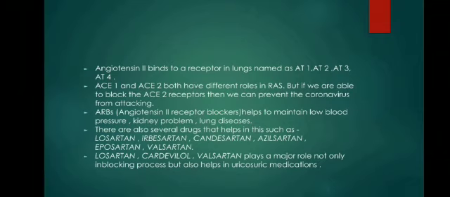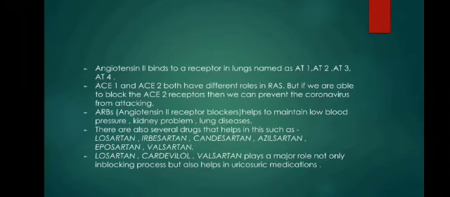Angiotensin 2 binds to receptors in the lungs named AT1, AT2, AT3 and AT4. ACE1 and ACE2 both have different roles in the renin-angiotensin system, that means RAS. But if we are able to block the ACE2 receptors, then we can prevent coronavirus infection or attack.